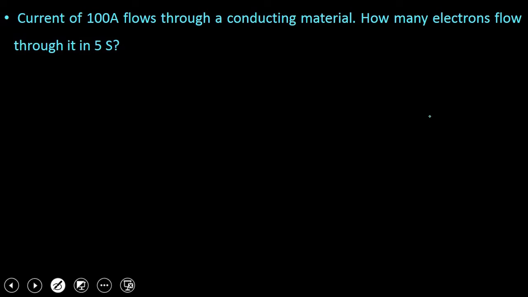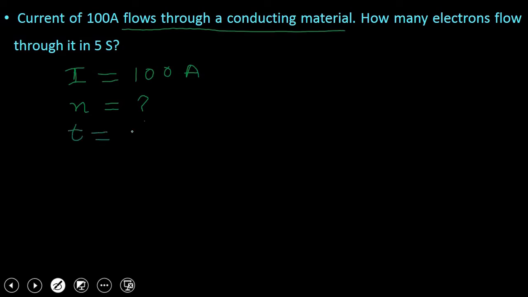Next question. Current of 100 ampere flows through a conducting material. How many electrons flow through it in 5 seconds? So what is given to you? You have been given current of 100 ampere. So I am writing here current is represented as I. I is equal to 100 ampere. It flows through a conducting material, number of electrons N they are asking, and time is given to you, that is 5 seconds. So they are asking you how many electrons. So we can calculate number of electrons by using the formula Q is equal to N into E.